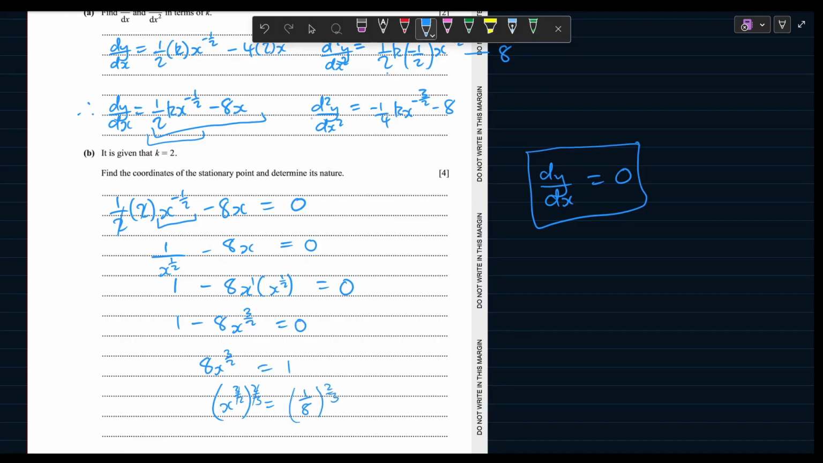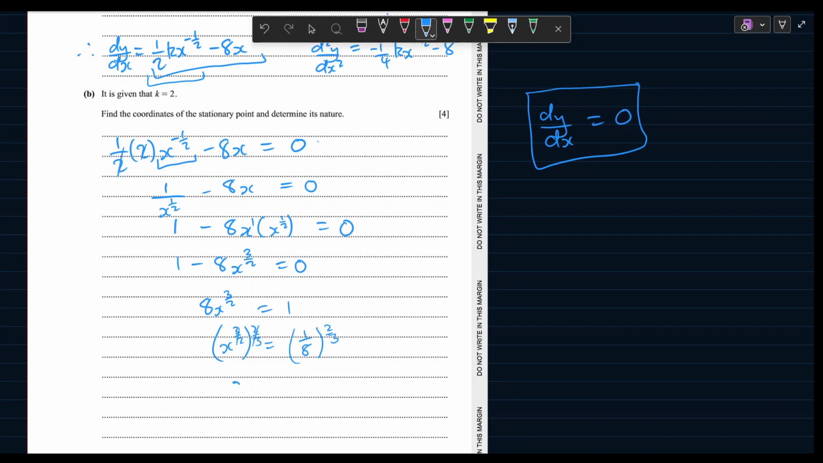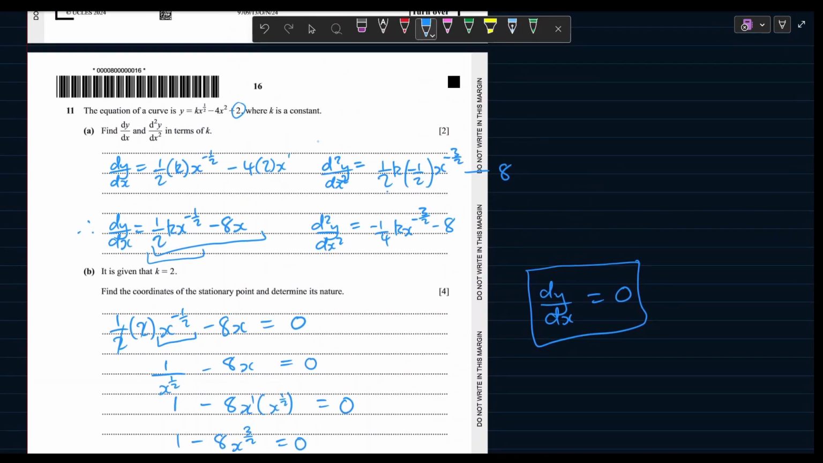And you should get that x is equal to, let's punch that into the calculator. This is 1 over 8 to the power 2/3, and that gives us a quarter. So x is a quarter. So what is our y coordinate?